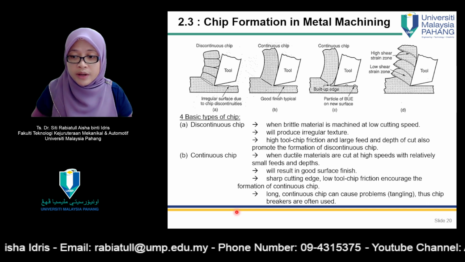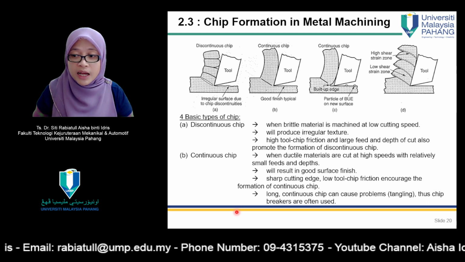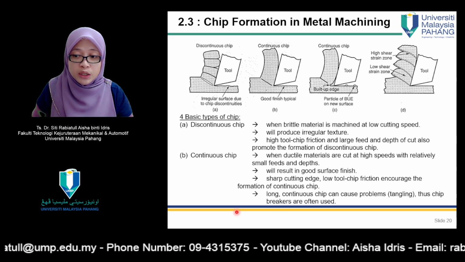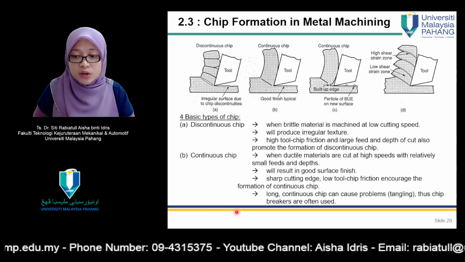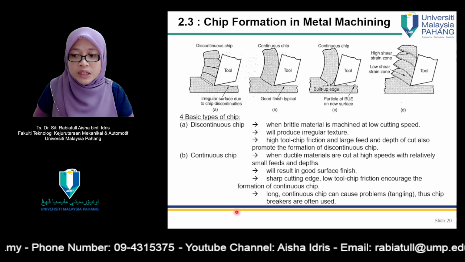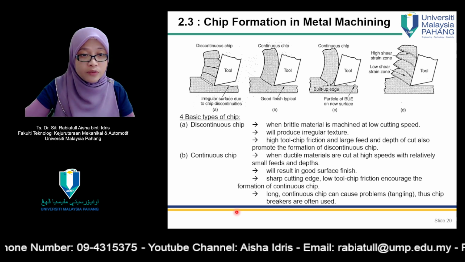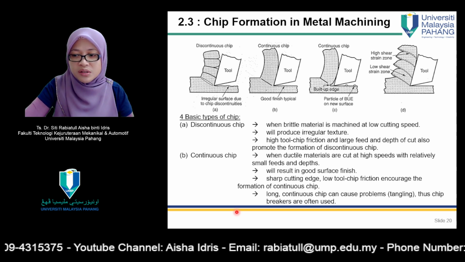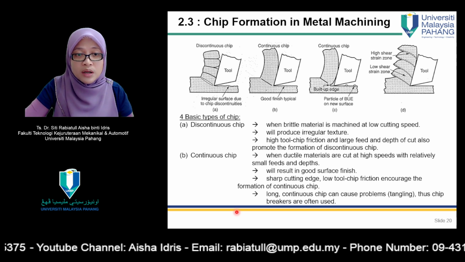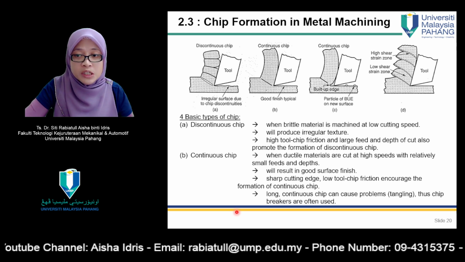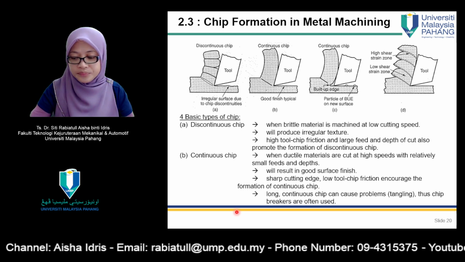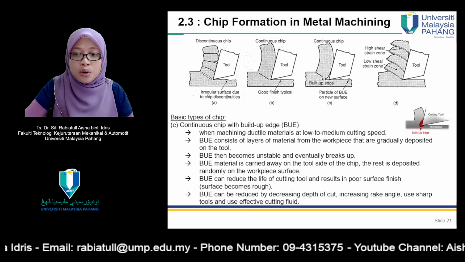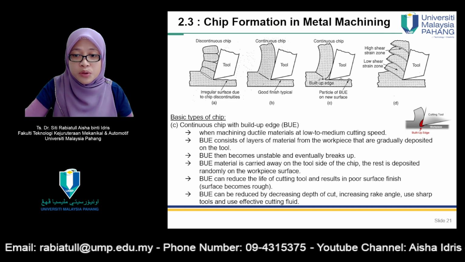It occurs when ductile materials are cut at high speeds with relatively small feeds and depths. It will result in good surface finish, sharp cutting edge, and low tool-chip friction, and encourages the formation of continuous chip. However, long continuous chip can cause problems, and that's why for these types of chip, we need to have a breaker.